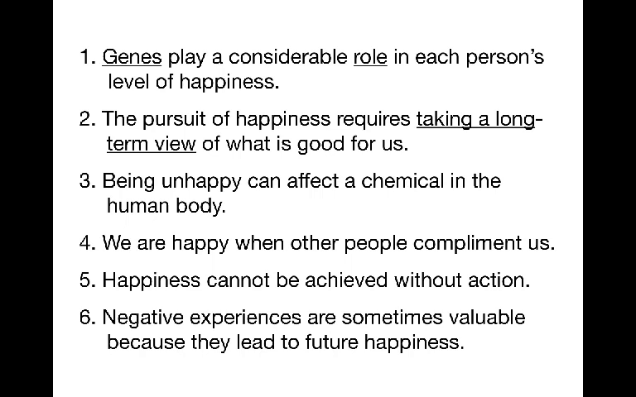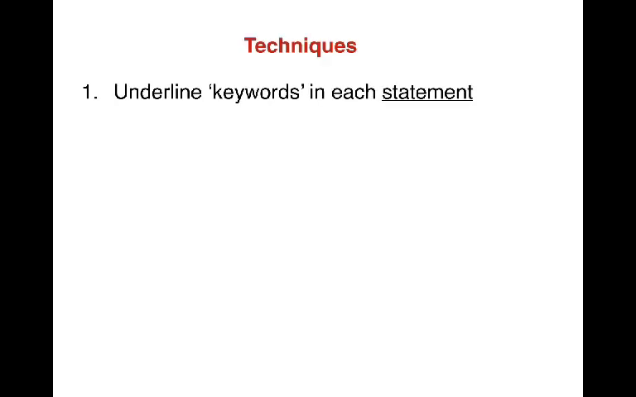Number 3, being unhappy can affect a chemical in the human body, the effect on a chemical. Number 4, we're happy when other people compliment us. Number 5, happiness cannot be achieved without action. And number 6, negative experiences are sometimes valuable because they lead to future happiness. There's a very clear difference between each of those question statements, and we've got some good keywords in there that later we can look at quickly when we're matching with the information that we've read. That's technique 1 then. We've underlined the keywords in each statement.